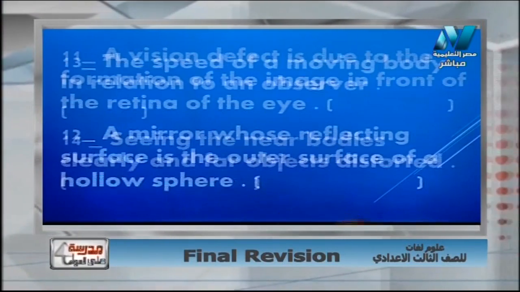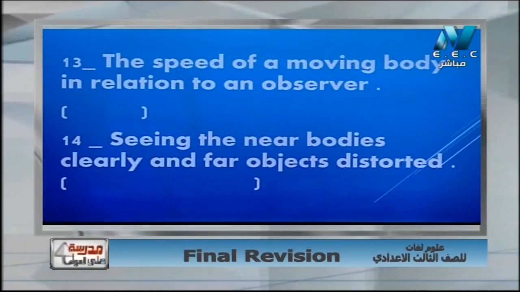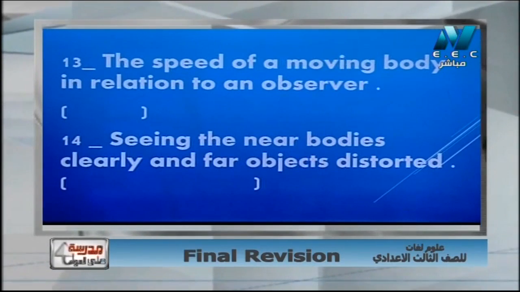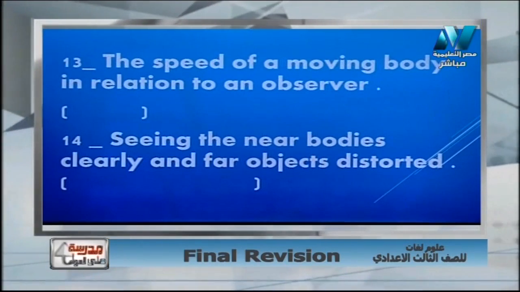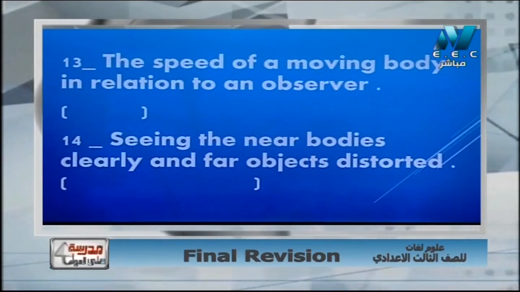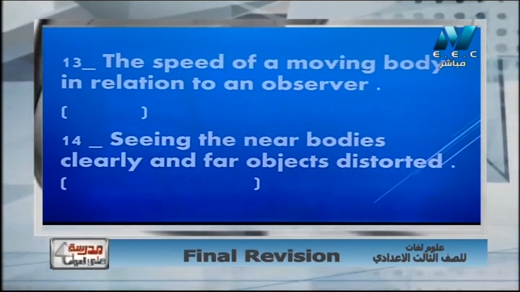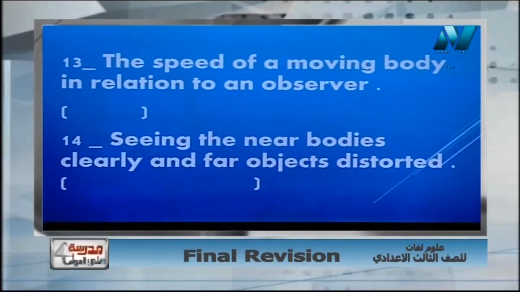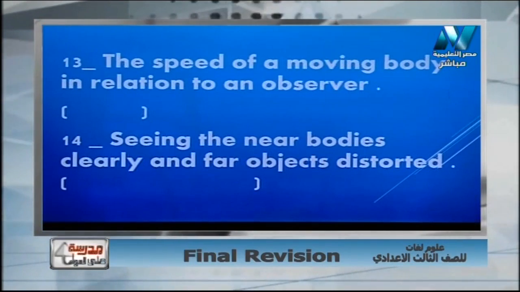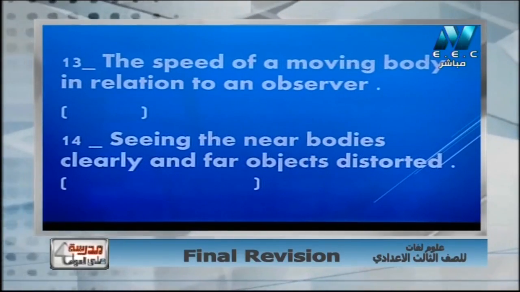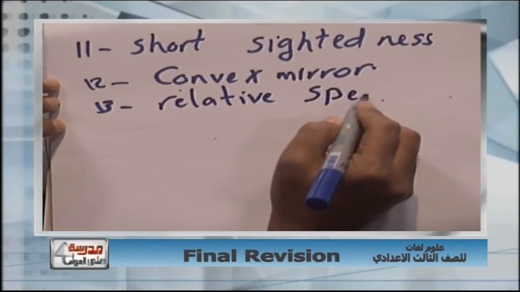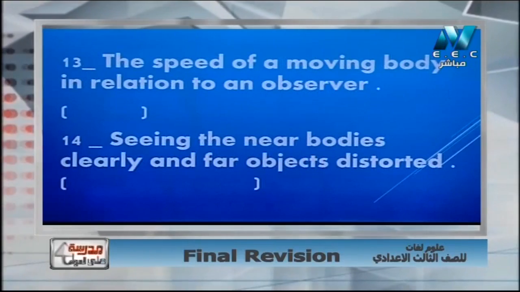Number 13, the speed of a moving object in relation to an observer. The most important word here is observer. The words in relation to may be relative to or related to, but the principal word here is observer. The speed of a moving body in relation to an observer is relative speed.